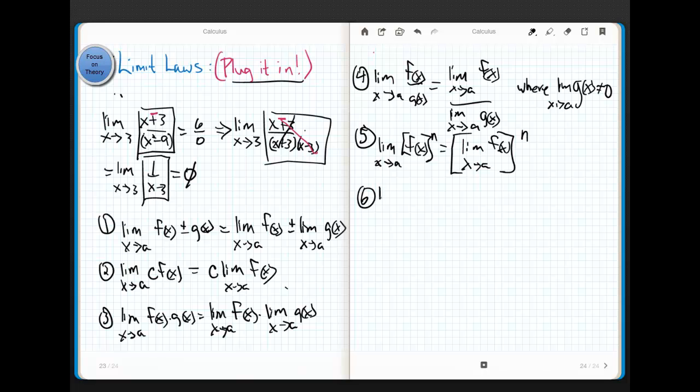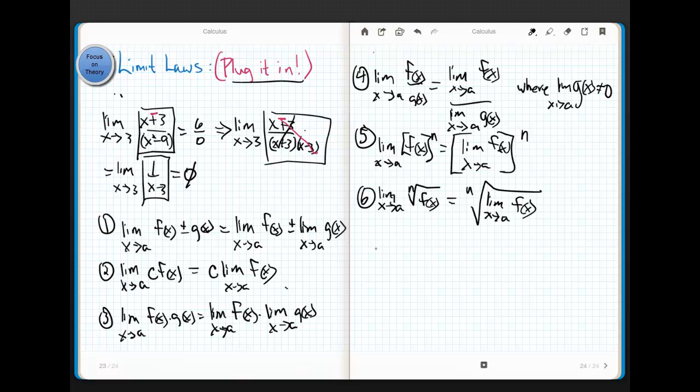So basically what this also tells us is that the limit as x approaches a of the nth root of f of x, it's exactly the same thing, is equal to the nth root of the limit as x approaches a of f of x. All right, so that's it. Those are the rules that we get to play with.